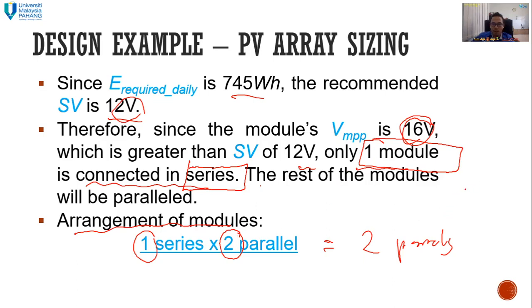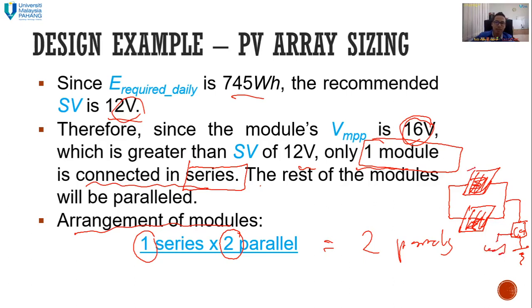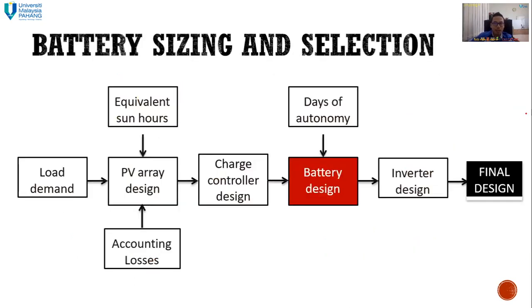In other words, if I can write here, this is panel number 1, and panel number 2 is parallel, not series. Like this. Then maybe this one goes to the charge controller. Then you have the battery, and this is the load, for example. So this part is parallel.